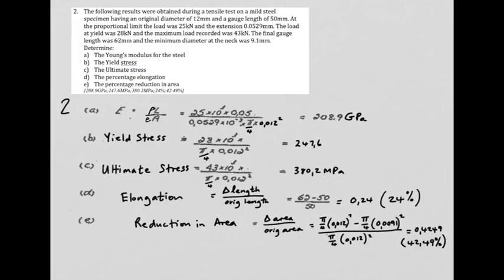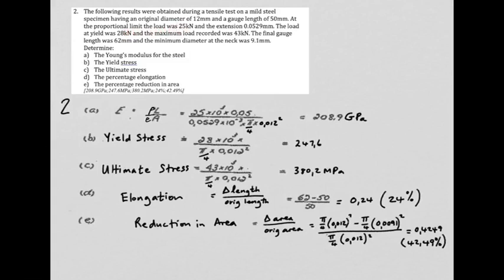Right, straight into the second one. And we have the typical results from a tensile test. You can read through them over there. But of interest in the first one, which wants to know the Young's modulus of the steel, it's important to find the values that are applicable to the straight line portion of the graph.